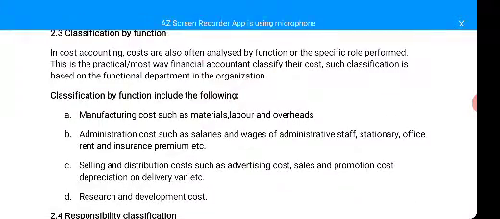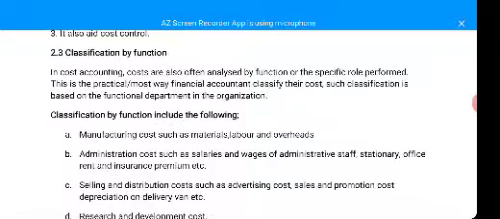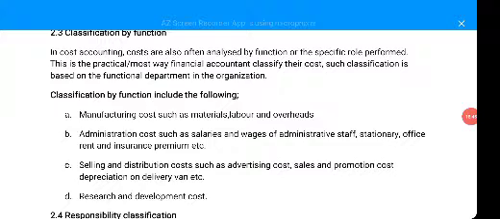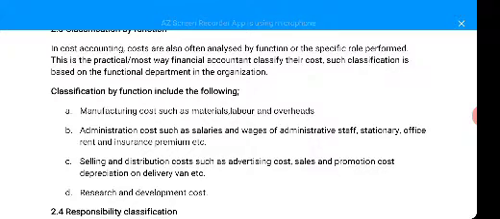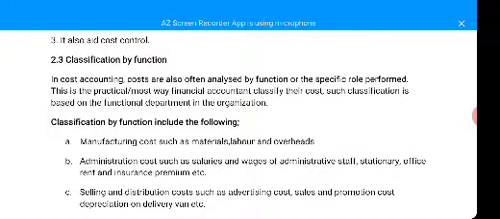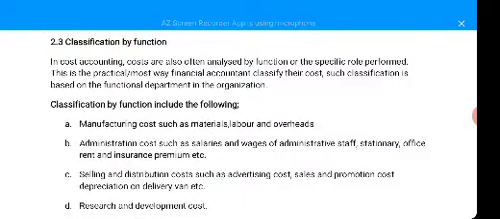Now, in cost accounting, costs are also often analyzed by function or their specific role performed. This is the most practical way financial accountants classify their costs. Such classification is based on the functional department in the organization. In financial accounting, your financial statement classification is always by function.